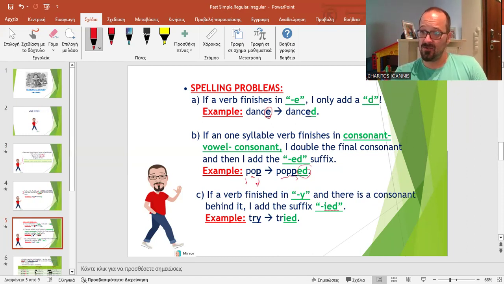Last spelling rule problem. If a verb, very common in other grammar phenomena also. So if a verb finishes in Y and there is a consonant behind it, I add the suffix ied. So Y, and here behind it, there is a consonant R. So I must drop that Y and add the suffix ied. So try, I try every day, I tried yesterday.